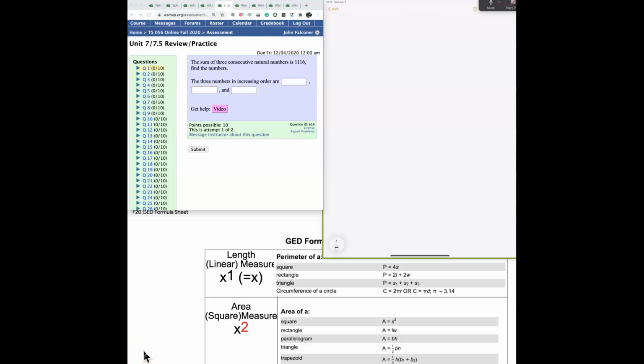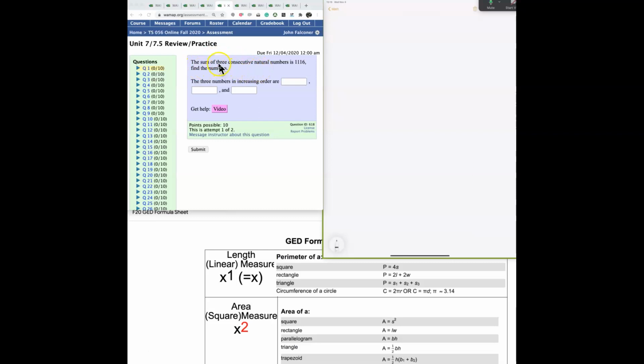All right, I'm going to work through a problem for the final unit for Math 56. And these are mostly algebra, and there are many word problems. So we'll be looking at those one at a time. This first one says, find the sum. The sum of three consecutive natural numbers is 1,116. Find the numbers. All right, so we need to encode this sentence in math.